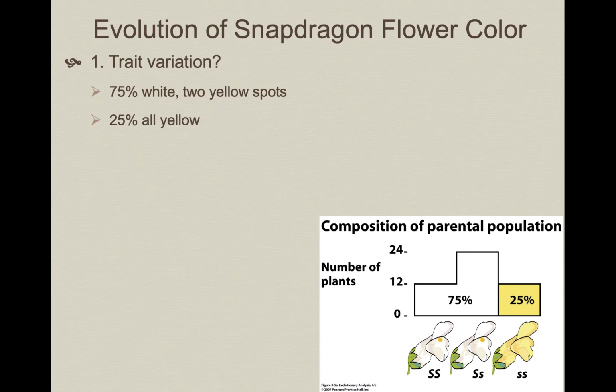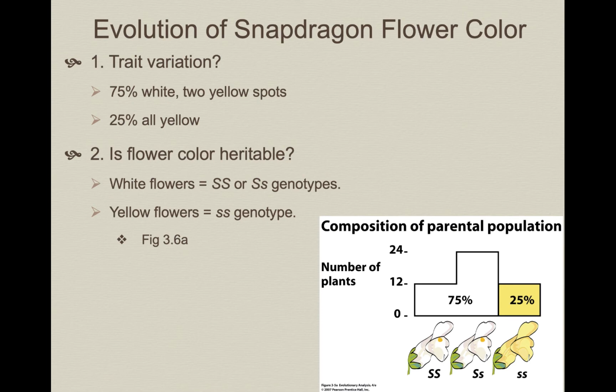All right, let's give an example of an experimental study that demonstrates natural selection. Here we have a population of snapdragons in which we have artificially created a population using potted plants in which you have two different phenotypes. You have the white phenotype and the yellow phenotype. And the white phenotype has these two yellow spots on part of the petals. So we've created a situation where 75% of them are white, 25% of them are yellow. So this is our starting population. There's clearly phenotypic variation because there are two different colors.